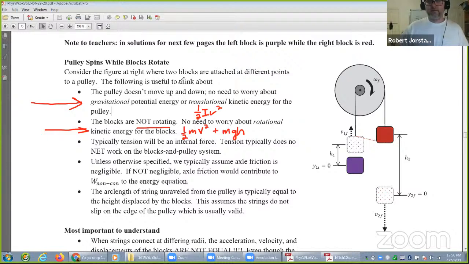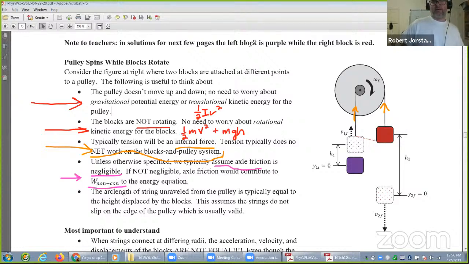Now, tension is an internal force. Tension does no net work. So this is a great way to use an energy problem, because otherwise we've got to do free body diagrams and all kinds of stuff, and we will show that. But the tension on these does no net work. We're going to assume axial friction is negligible unless otherwise mentioned. Otherwise, you stick it in that non-conservative term. So again, we're going to ignore axial friction pretty much all the time.